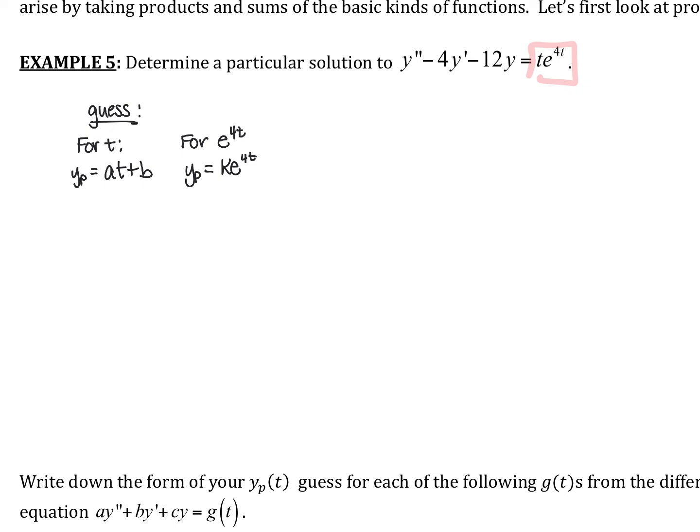So, when I guess at a particular solution that has a product like this, the guess that I'm going to make, or the one I'm going to assume is going to work, or hopefully works, is going to be the product of the two guesses. Well, I don't do this. I did not come up with these equations.